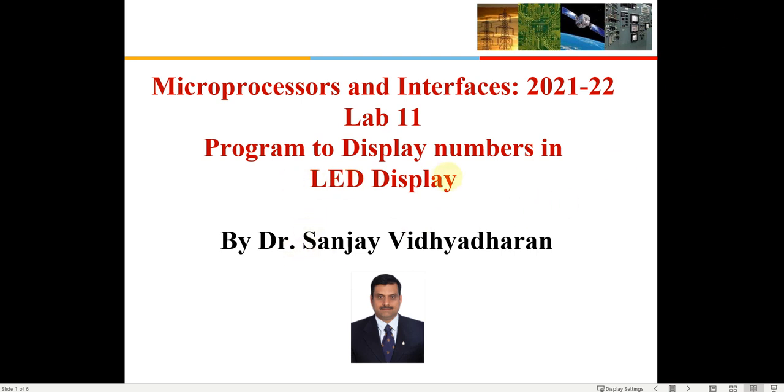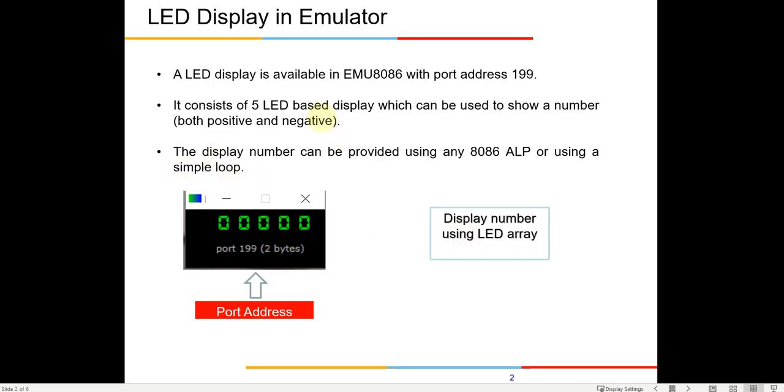So in this lab I'm going to explain how to program to display numbers in the LED display. This is pretty simple. Again, in port address 199 of the emulator, there is an LED which is already there. So you just have to give an out instruction with port number 199. Whatever data is available in the AL register gets displayed on the LED.